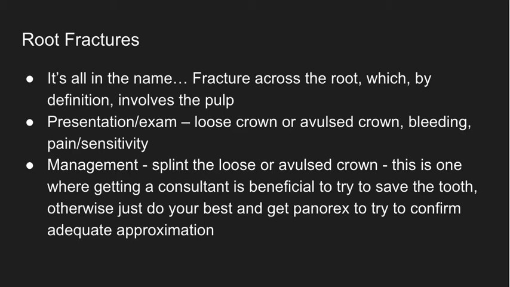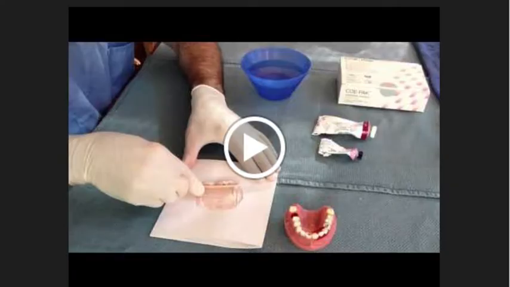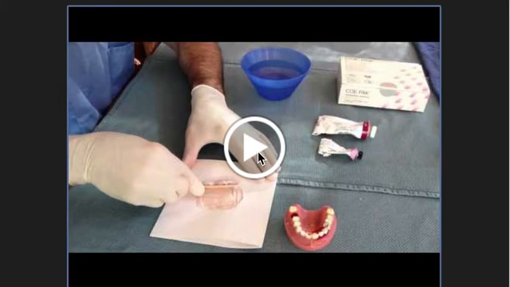Otherwise, you can just do your best and make sure you get a Panorex after the fact to confirm that it's in an adequate position and approximated appropriately after you splint it. And here's what a root fracture looks like. And here is the splinting material, which we also will be using for a few other things coming up in terms of luxation injuries. So same thing in terms of drying the teeth before you apply this.